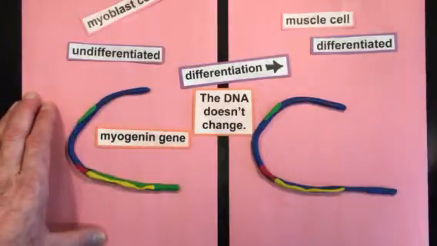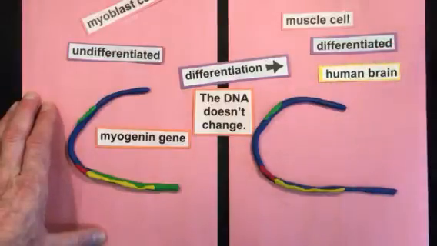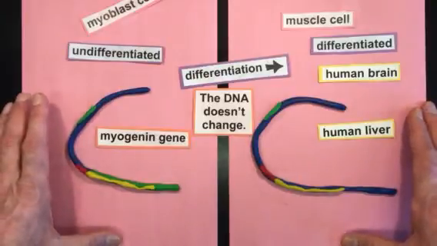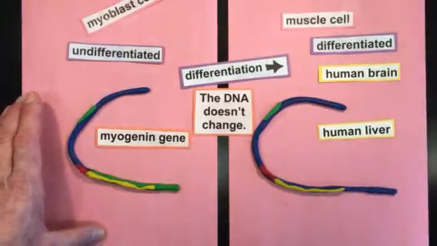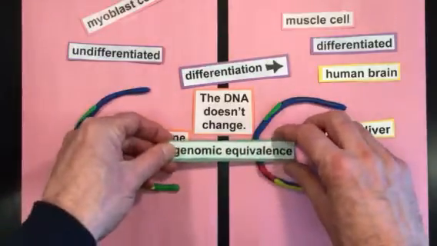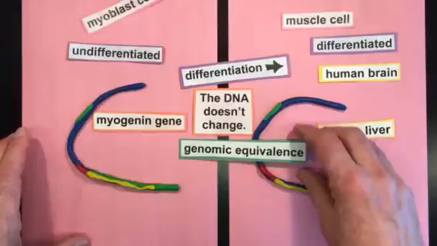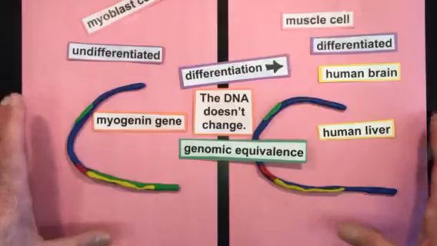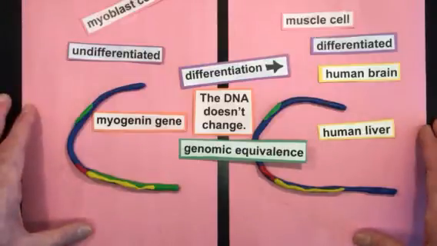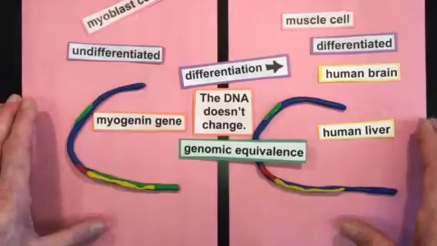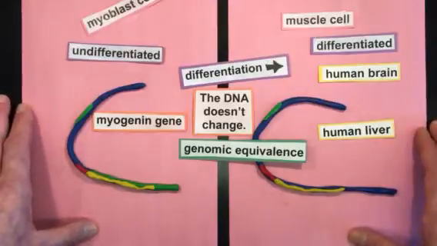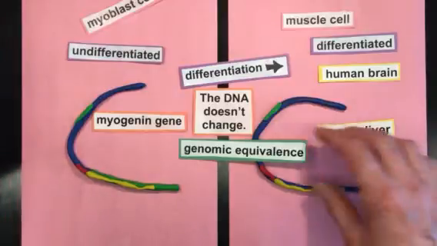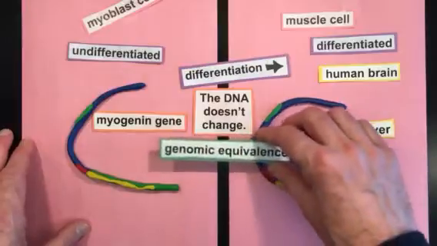So for example, the DNA is the same in a muscle cell, a brain cell, a liver cell, and pretty much every cell in our body has the same DNA. In fact, it has all the DNA needed to make the whole organism. That concept is called genomic equivalence, and what it means is that in each cell in our body, we have one entire genome. In fact, in humans, we have two genomes. A genome is the amount of information necessary to make a particular species, and we inherited one human genome from our moms and one human genome from our dads. Each of our cells has genomic equivalence.